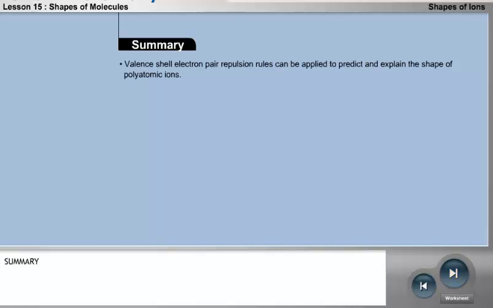Summary: valence shell electron pair repulsion rules can be applied to predict and explain the shape of polyatomic ions.